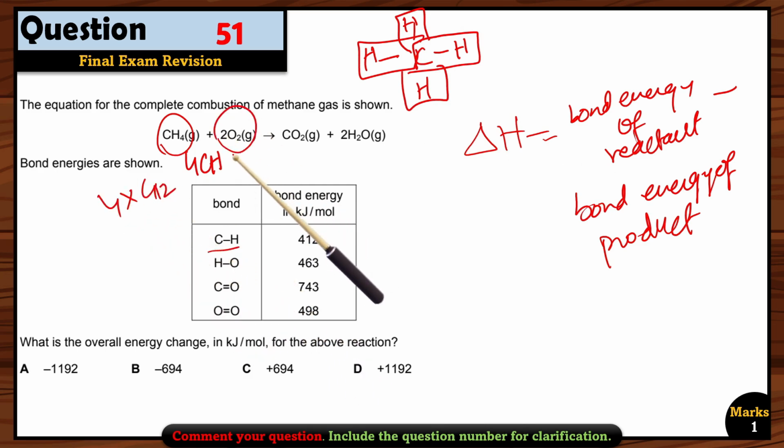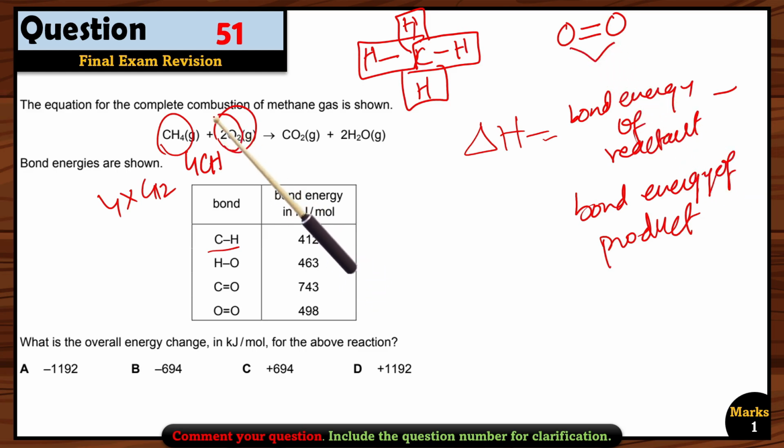Now let's see oxygen. Students usually don't know how to draw the structure of O2. I already told you, whenever you are drawing the structural formula, you have to remember the oxidation state. Oxygen needs 2 electrons to complete its outermost shell. It has oxidation state 2, so it will make a double bond. That's why oxygen and oxygen will have a double bond.